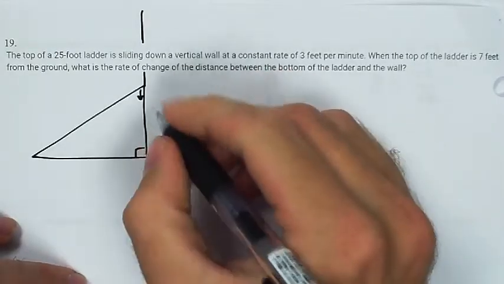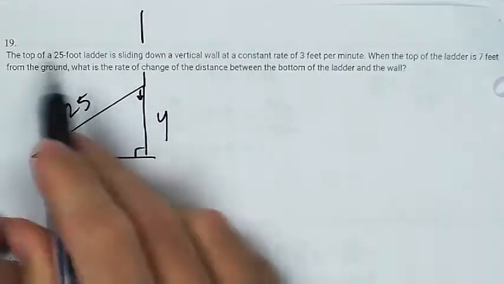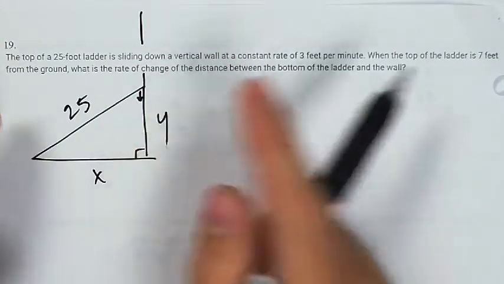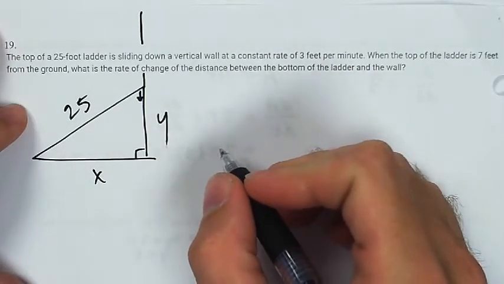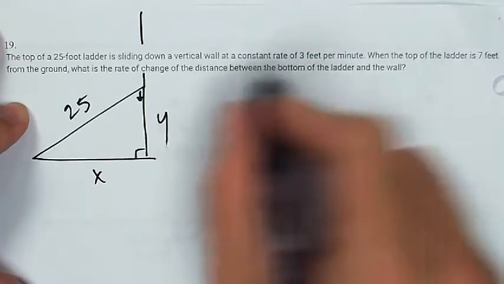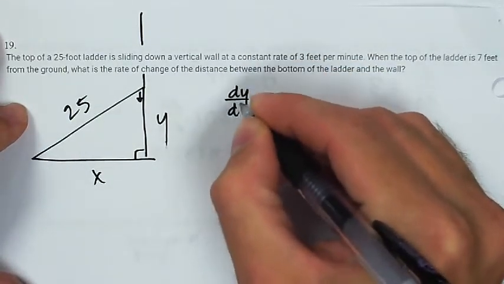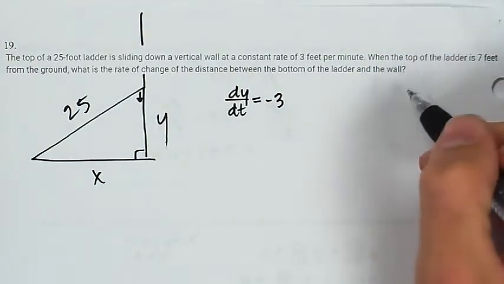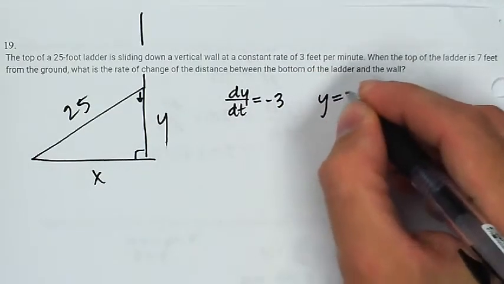All right, so that means if I call this y and I call this x and I call this 25, because it's a 25-foot ladder, and as it continues to slide down, the length of the ladder will continue to be 25. Sliding down the wall 3 feet per minute, that means dy/dt is -3. When the top of the ladder is 7 feet from the ground, that would be y equals 7.